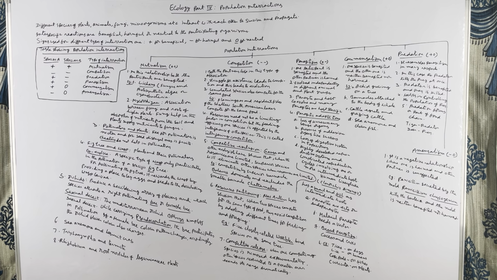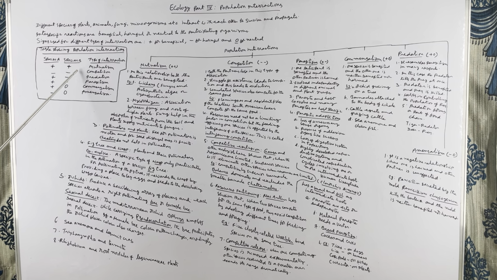This means two organisms belonging to different species come together to live in a way that is beneficial or harmful to each other. These associations, when they are beneficial, are represented with the symbol plus. If harmful, represented by the symbol minus, and when there is no effect or neutral, represented by 0. So, the population interactions are 6 types.